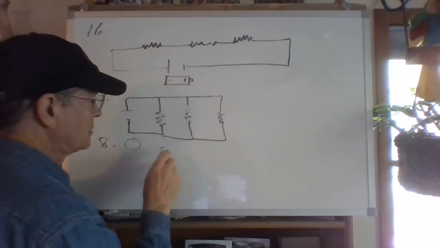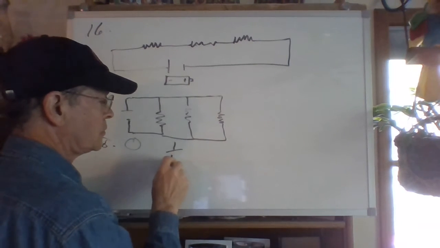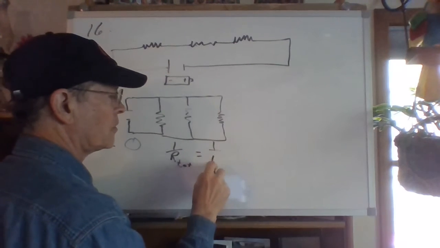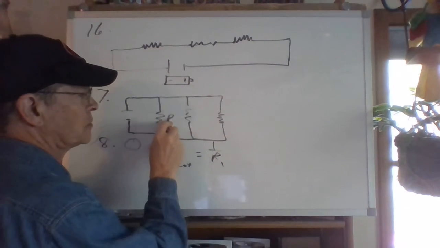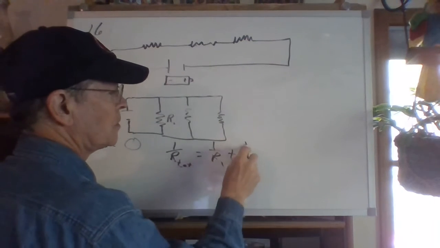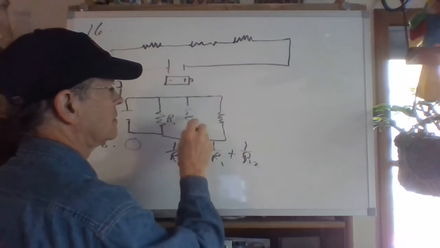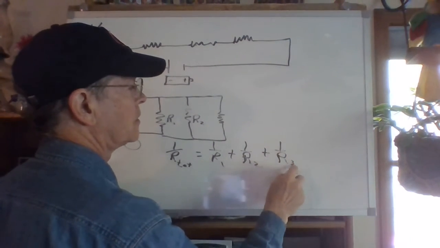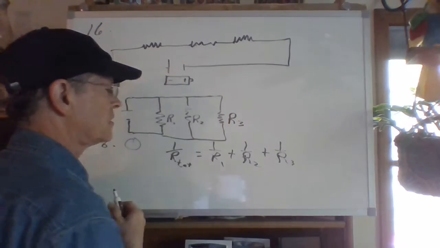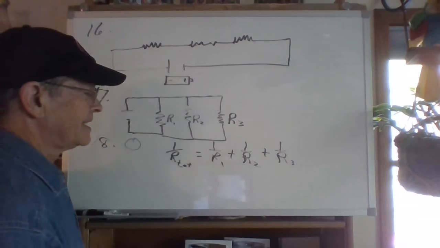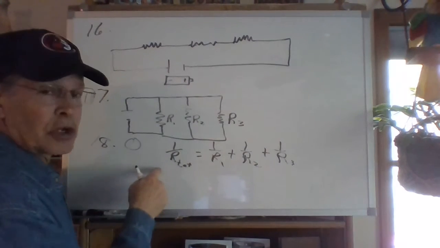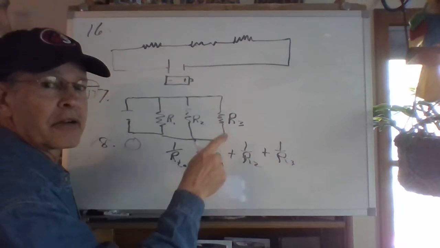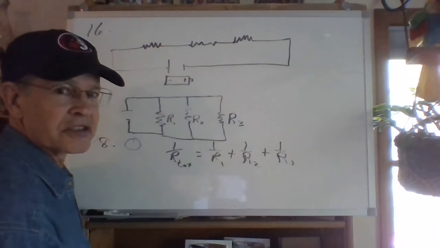Resistors in parallel like this, they add up this way. If you took 1 over the total, it would be 1 over the first resistor, plus 1 over the second one, and 1 over the third one. Basically, the reciprocal of the total resistance is equal to the sum of the reciprocals of the individual resistances.